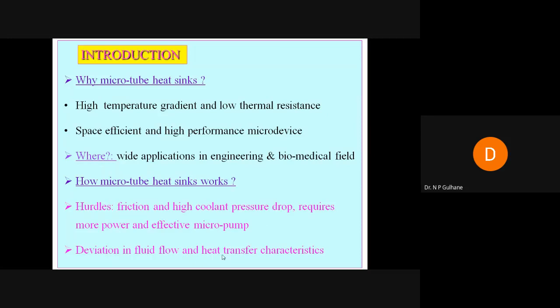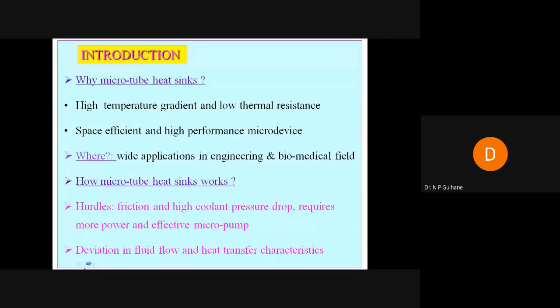But if you talk about microtubes in microns, different types of scaling effects, different types of effects we have to consider when you study the fluid flow behavior, and that is called the deviation from the characteristic which occurs in the micro behavior. So that deviation is studied in this coming research.